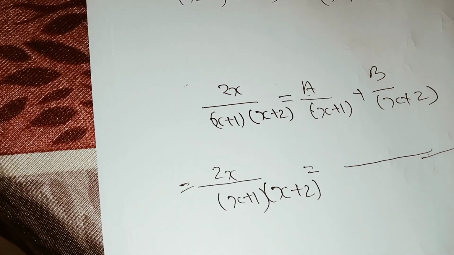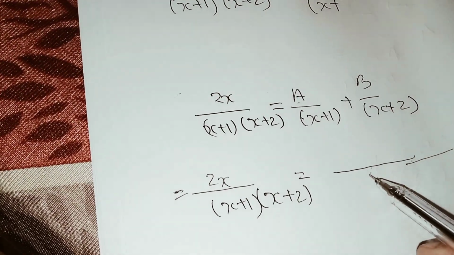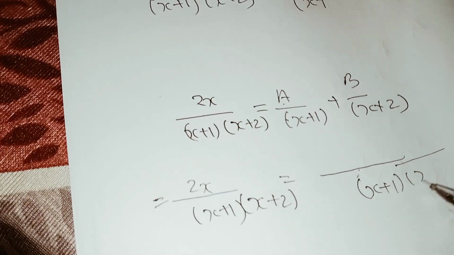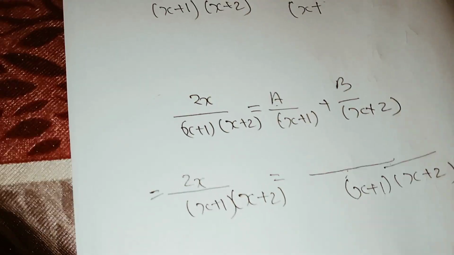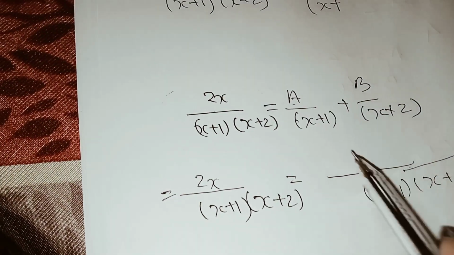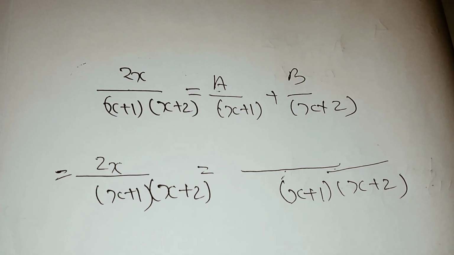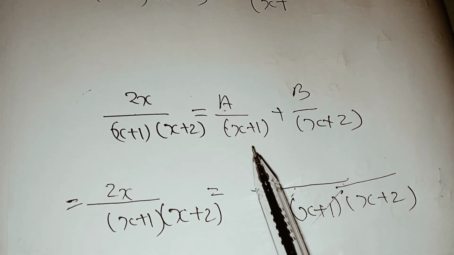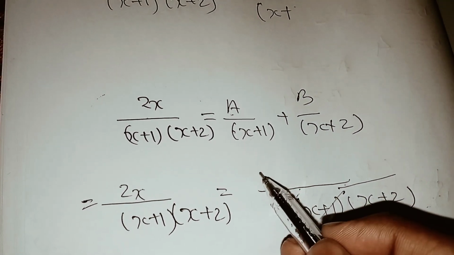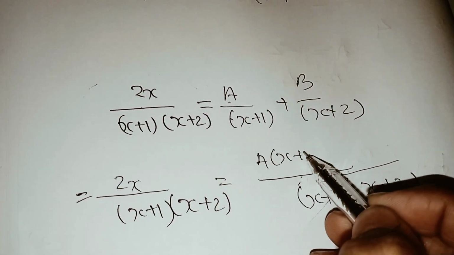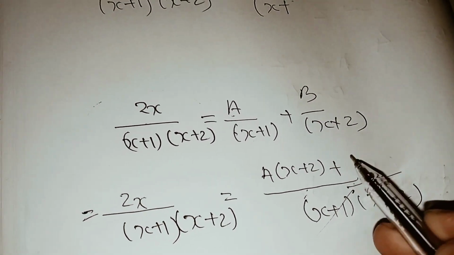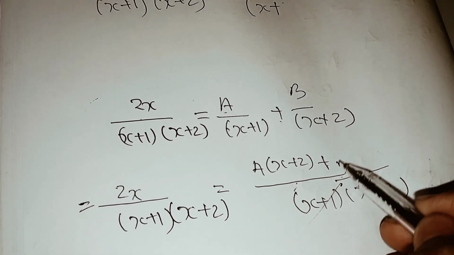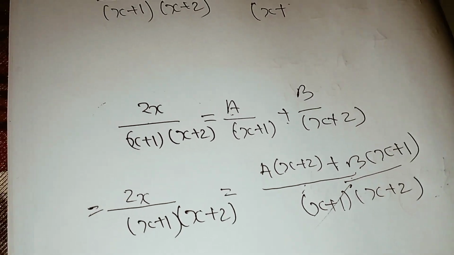Don't worry. What is the LCM of x plus 1 and x plus 2? We just have to multiply, then we get the LCM. So (x plus 1) into (x plus 2) is the LCM of the above terms. So x plus 1 and x plus 1 will cancel out and the remaining are multiplied. The remaining is A into (x plus 2). So we can write A into (x plus 2), plus B, this plus is as it is, and x plus 2 will cancel out and the remaining is multiplied, so (x plus 1).